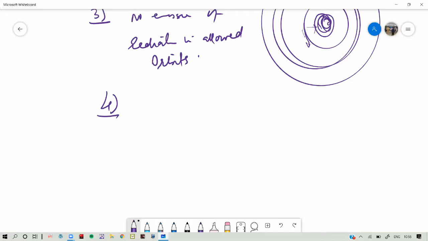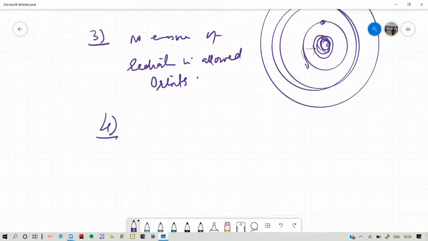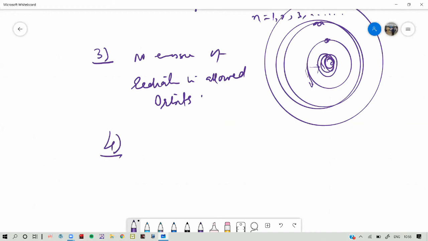No emission of radiation in an allowed orbit. Allowed orbit means that, for example, if this is a nucleus, we have an orbit outside it, and an electron is moving in this. According to Bohr, it has a particular path to move in. Radiation is only possible when there is a transition. That is what we are going to see in the fourth postulate.